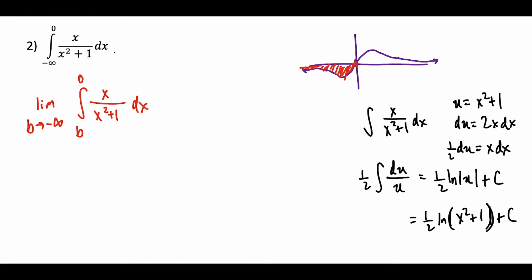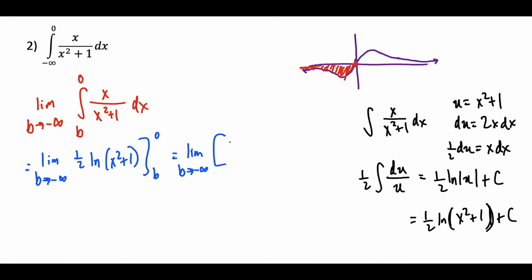So now we use that to finish this question. We're going to have the limit as b goes to negative infinity, and we've got 1/2 natural log x squared plus 1. We could leave out the plus c because, once again, this is a definite integral, and our limits are going from b to 0. So here we write the limit once more, and we make the substitution. So we've got 1/2 natural log 0 squared plus 1, and then minus 1/2 natural log, and we've got b squared plus 1 when we plug in our lower limit. So we're just using the fundamental theorem of calculus here.